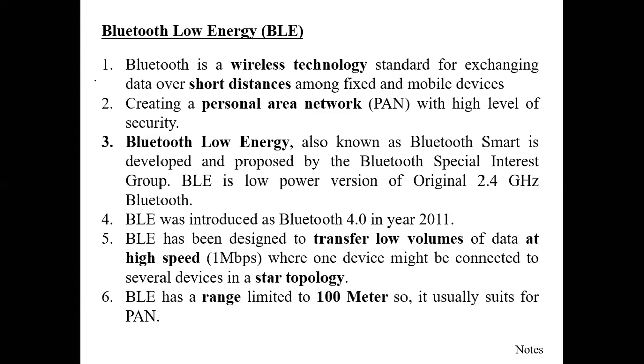Bluetooth Low Energy, also known as Bluetooth Smart, was developed and proposed by the Bluetooth SIG, Special Interest Group. BLE is a low power version of the original 2.4 gigahertz Bluetooth. BLE was introduced as Bluetooth 4.0 in 2011. BLE has been designed to transfer low volumes of data at high speed, 1 megabit per second, where one device might be connected to several devices in a star topology layout. BLE has a range limited to 100 meters, so it usually suits a PAN.